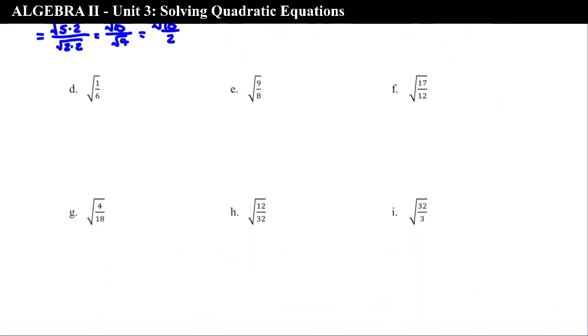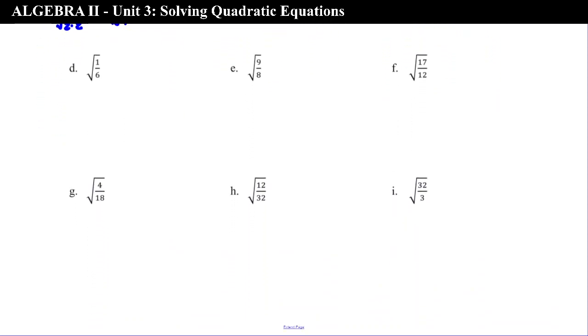Moving on down to these last few examples. We have the square root of 1 over the square root of 6. We're going to multiply the top and the bottom by the square root of 6. And in the top, we're just going to end up with the square root of 6, and the bottom will end up with 6. So the square root of 6 over 6.